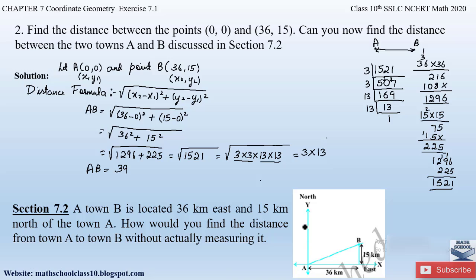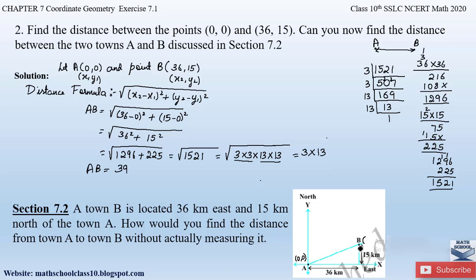So here if you notice, when you plot this on a graph, you will observe that on the origin, that is the intersection of x-axis and y-axis, town A is present. Therefore, the coordinates of town A will be 0, 0. And town B is located here on the graph. So therefore, what will be the coordinates of town B?